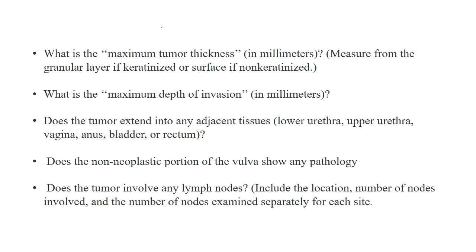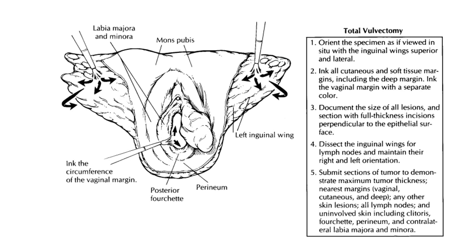This is measured microscopically. Does the tumor extend into adjacent tissues, grossly or microscopically? Does the non-neoplastic portion of the vulva show any pathology, grossly and microscopically? And also, does the tumor involve any of the lymph nodes? It is usually prudent to ask the surgeon to orient the specimen for you. So you have to orient the specimen as if viewed in situ, with the inguinal wing superior and lateral.